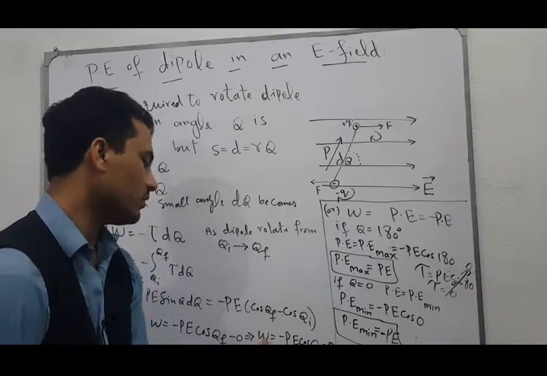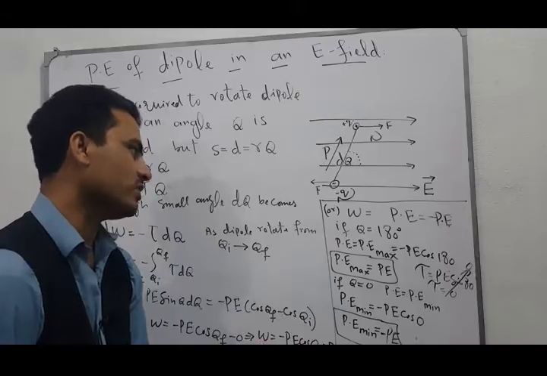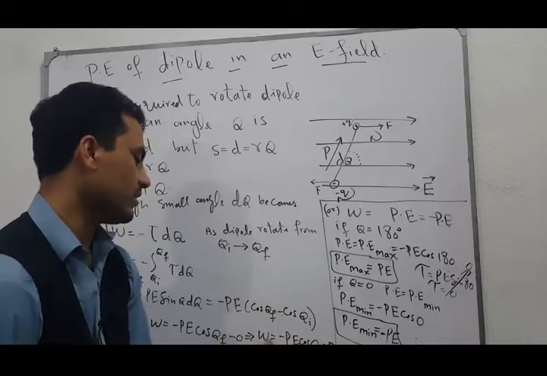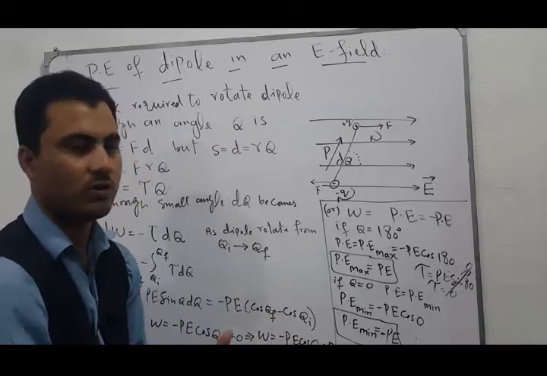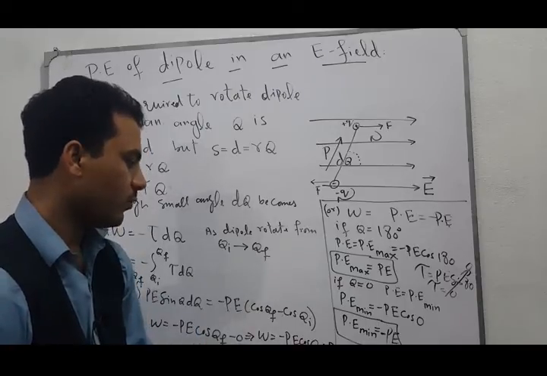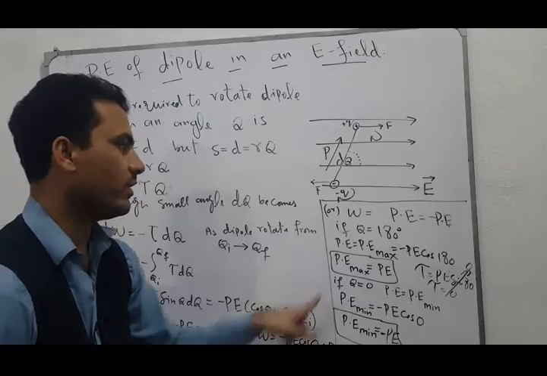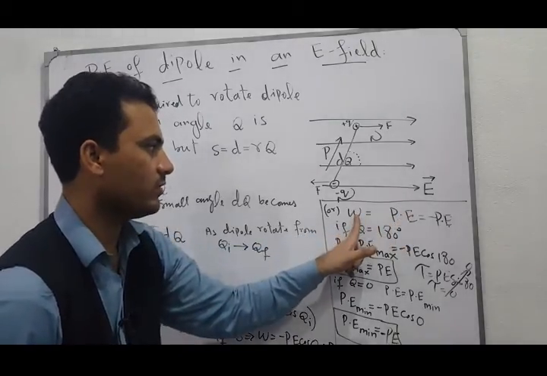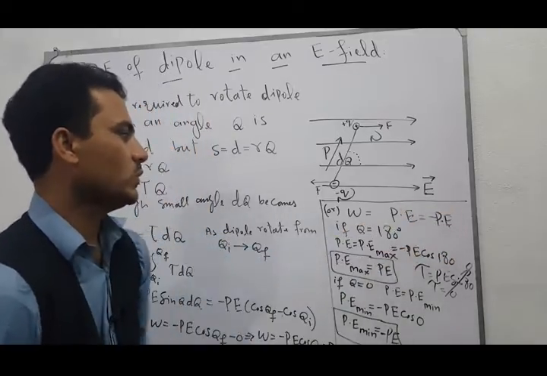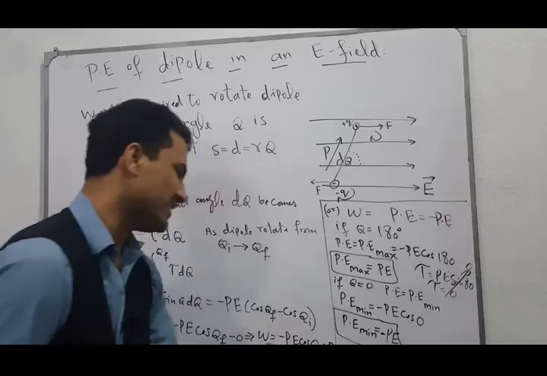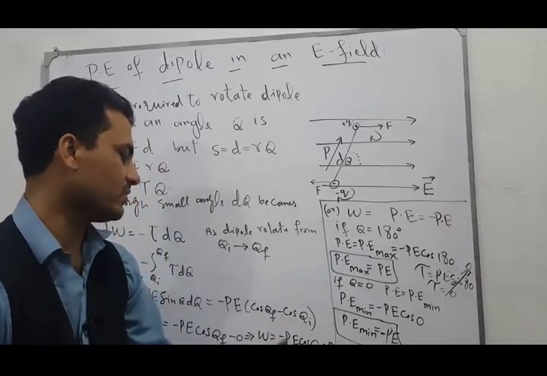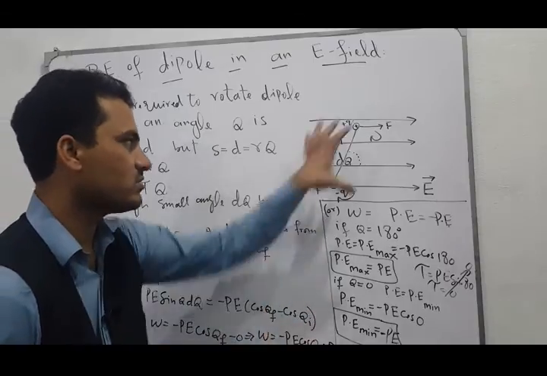Now this work becomes equal to the potential energy stored in the dipole, because as a result of this work the energy is stored, which is equal to the potential energy of the dipole. Now we can represent this equation also in dot product form. So W is equal to the potential energy, which is equal to minus p dot E. So this is our final equation, represented by equation number 1. Now let's discuss different cases for the potential energy of this dipole.